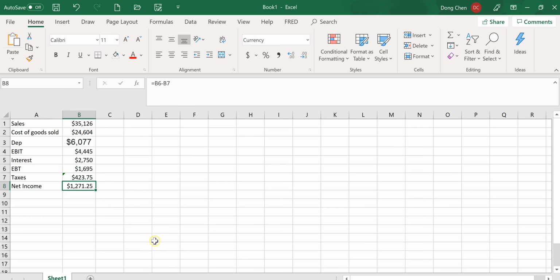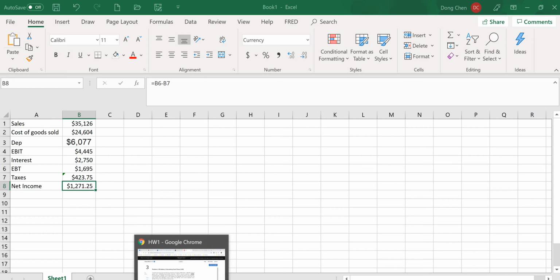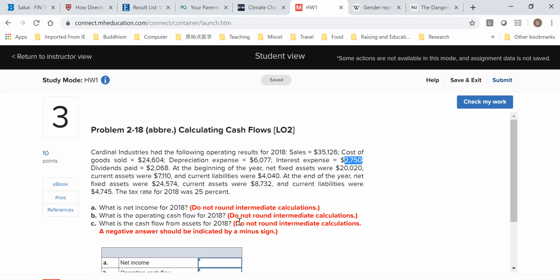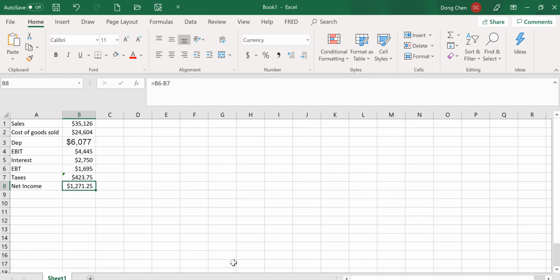So we can just type this number back. I think here it doesn't mention anything about the number of decimal places. We can just keep the 0, 1271, 1271. That's the first part, net income, and then part B, operating cash flow.